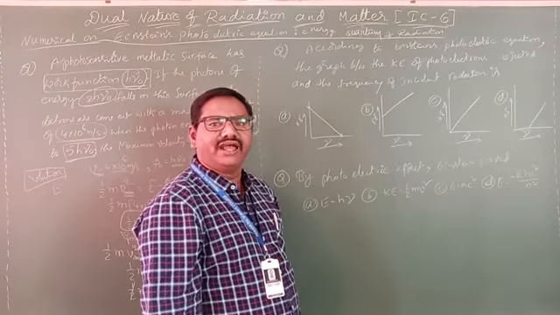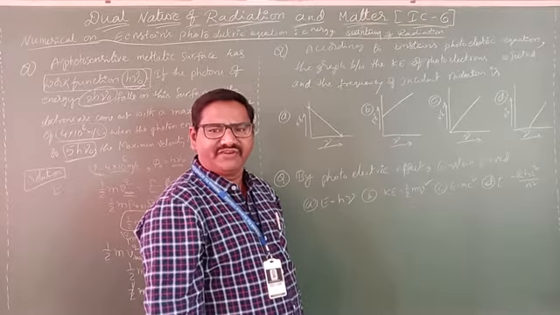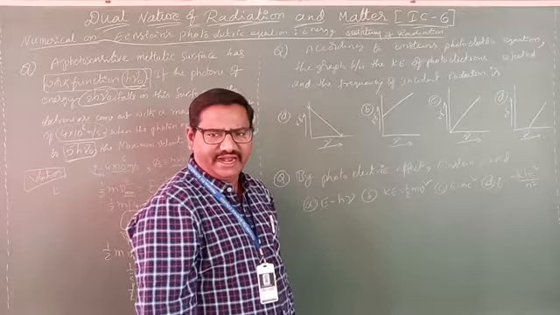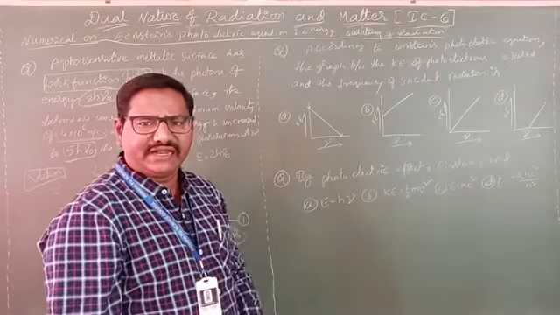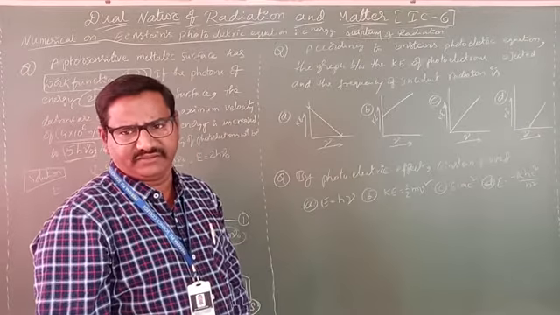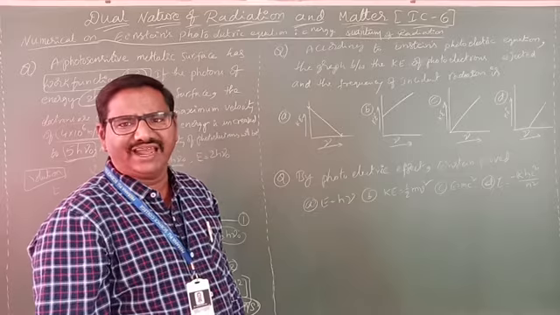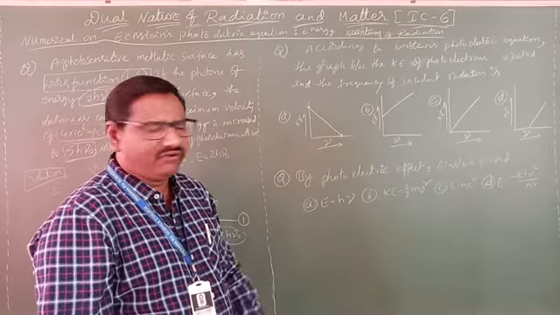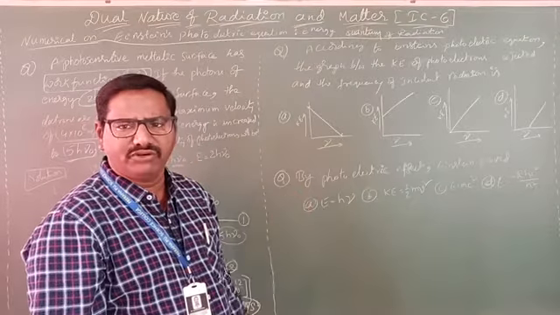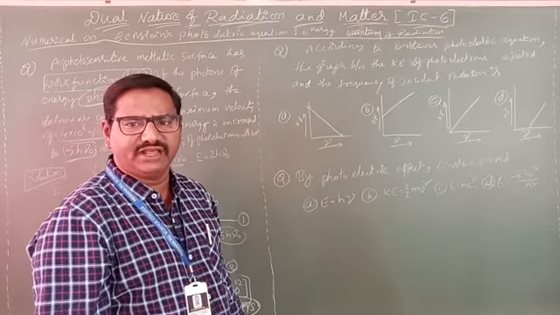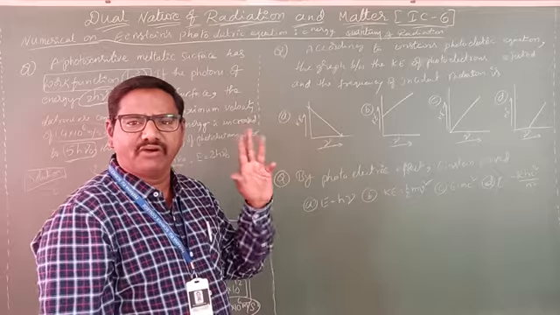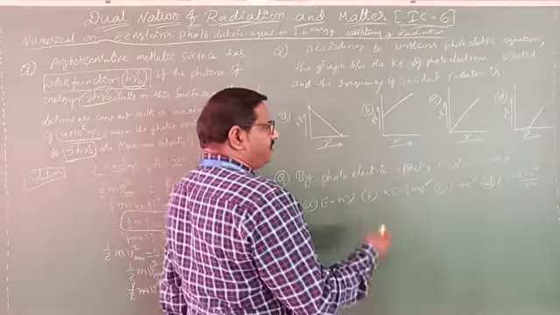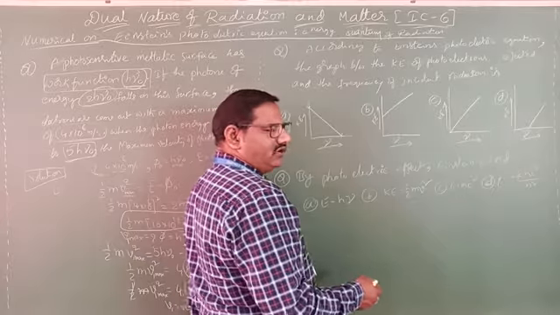When photoelectrons are emitted from the metal surface, the incident radiation must have a certain threshold frequency; only then will photoelectrons eject from the metal surface. If not, photoelectrons do not come out from the metal surface. That frequency is called the threshold frequency.